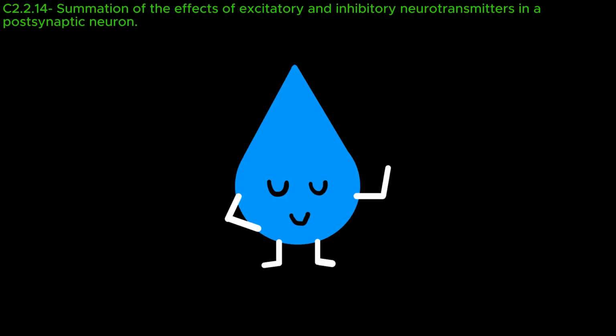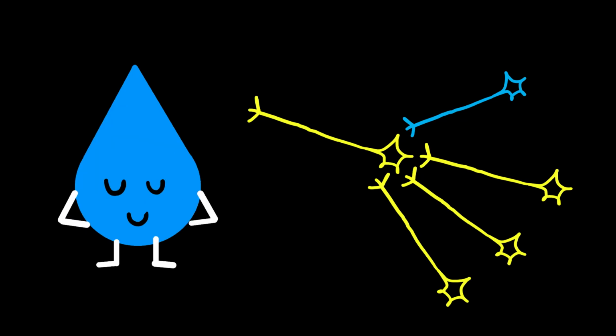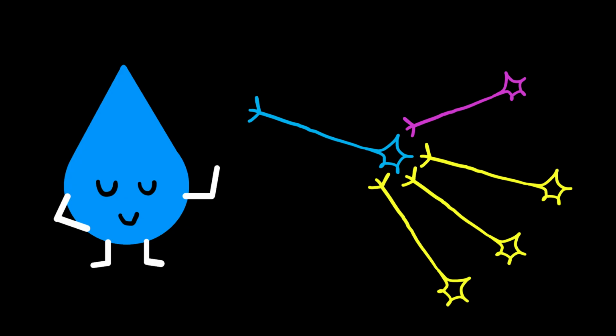It's not magic, it's summation. Summation is when you combine multiple neurons to produce an effect in the postsynaptic neuron. Summation doesn't have to be with only excitatory inputs. Inhibitory inputs can also participate.